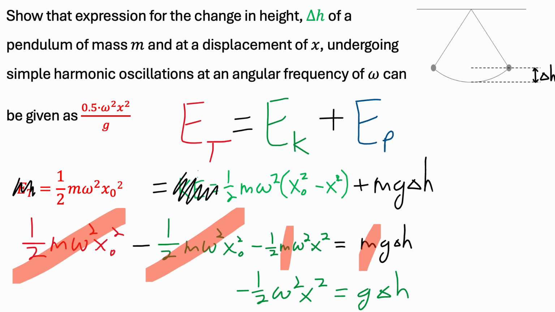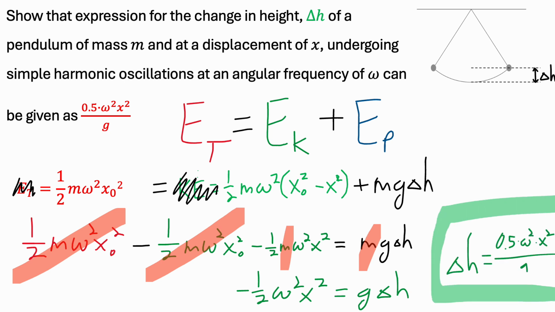If we move g over to the other side, then the loss in kinetic energy is going to be used to buy height in the pendulum as it swings upwards. This actually takes us to, if we change the fraction into a decimal, our final answer, and we're done. There you go.